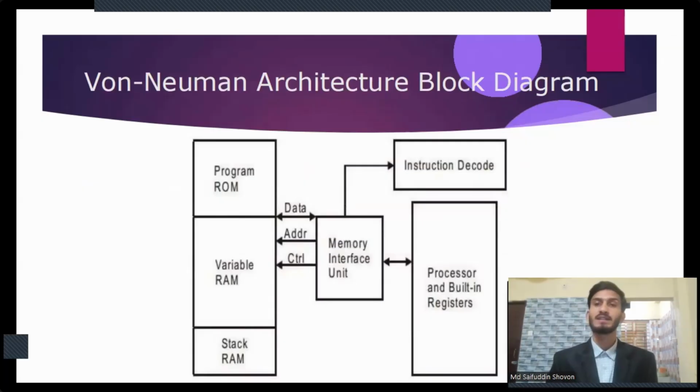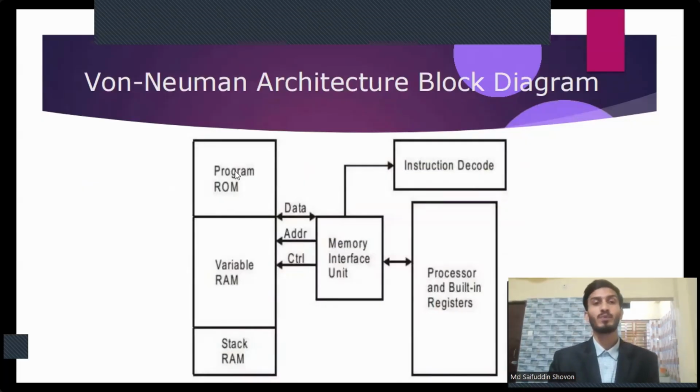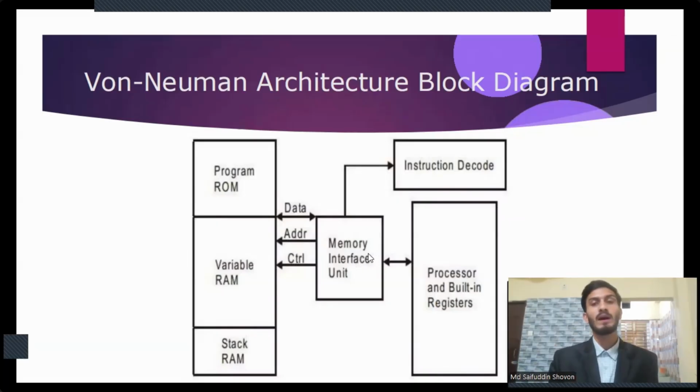Here is the architecture block diagram of von Neumann. Here we can see in the left there is a program ROM, a variable RAM, a stack RAM, which is connected with the memory interface unit with the data bus, address bus, and control bus. The memory interface unit has an instruction decoder and it is connected with processor and built-in registers.